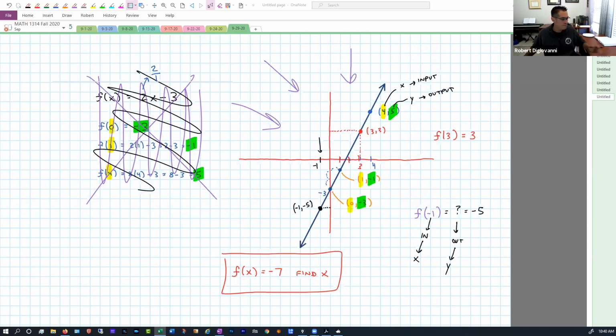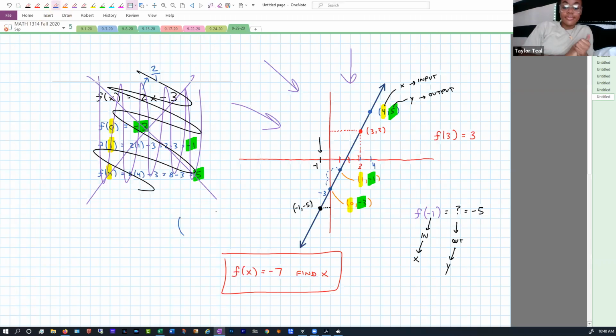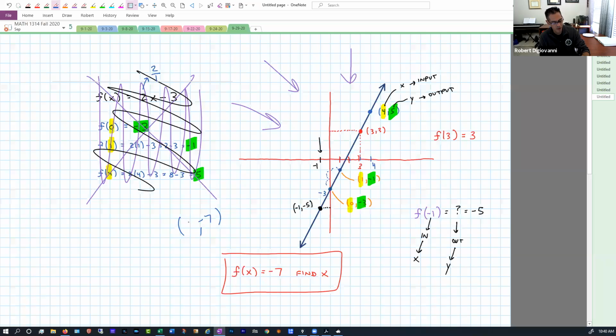Taylor, how's it going? Good. Okay, so do you understand this question that I've posed here and how it's different than the previous ones? So the -7, that's going to be the y value, right? Exactly. Good. So what we're given is the y value. And your job is to figure out what the x value is. So how would you do that?